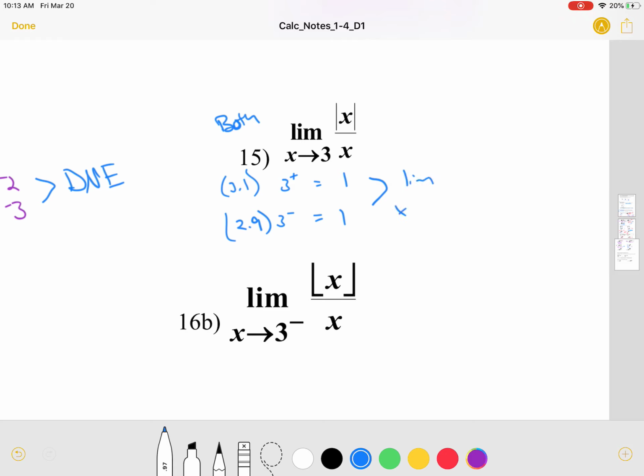So it tells us the limit as x goes to 3 equals 1. But this is one of those interesting ones because we know that this does not exist. So this is one of those weird ones where it gives you a limit, but we have to know that the limit as x goes to 0 does not exist.